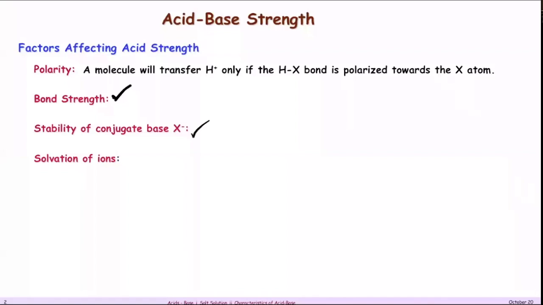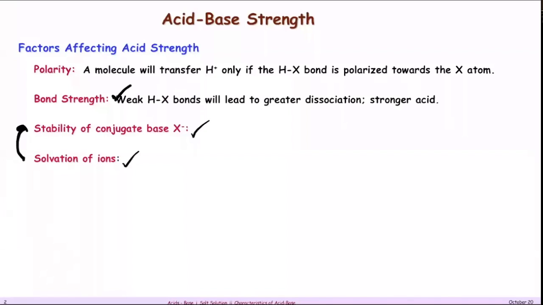Stability of the conjugates. When that particular chemical releases its hydrogen, now it becomes an anion. That anion is sitting in water, and if it can be stabilized by the water, then that reaction has a good favorable outcome, because the products of that reaction are somewhat more stable. And then, of course, the solvation of ions, that is, when the ions can be surrounded by water, it's very related to these two. Then it favors the hydrogen coming off.